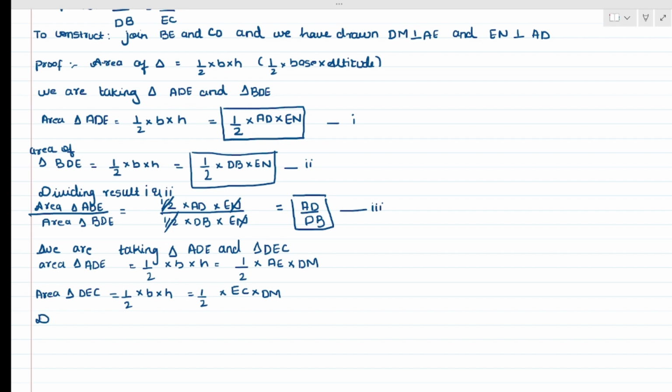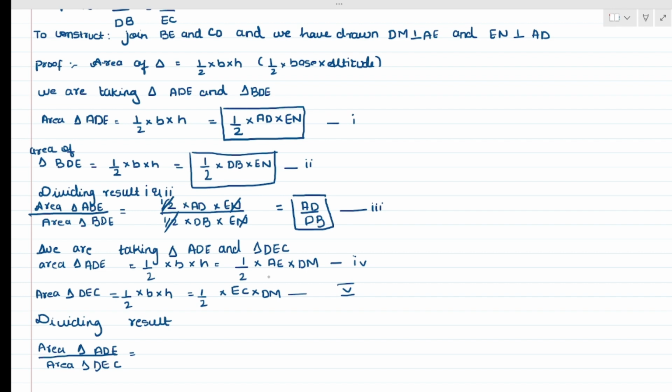Now, again, as we did earlier, we will divide our results. So write down here dividing the result. This is our result number 4 and this is our result number 5. So dividing our results, what are we getting? Divide area of triangle ADE upon area of triangle DEC.